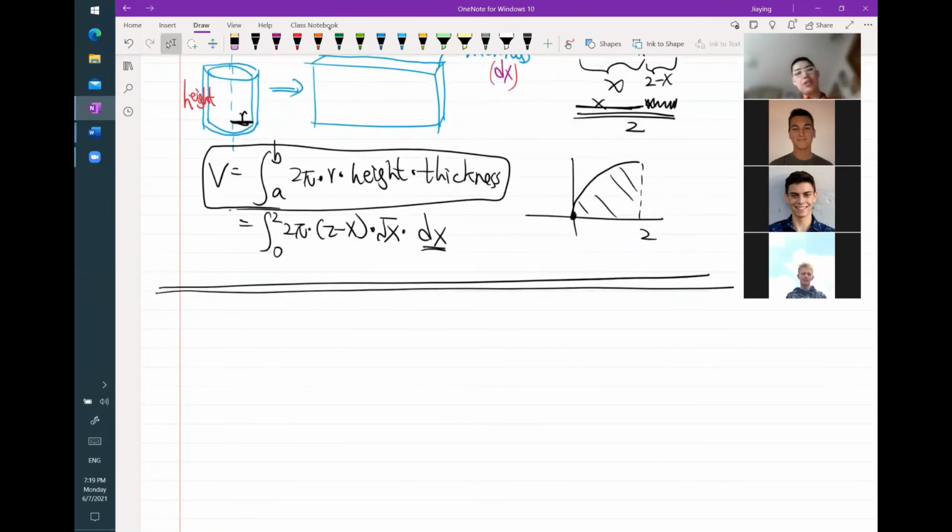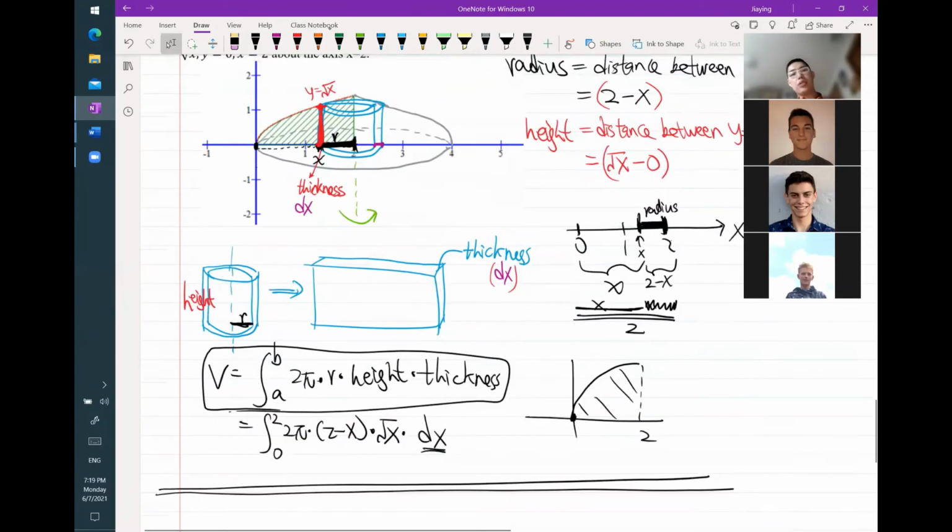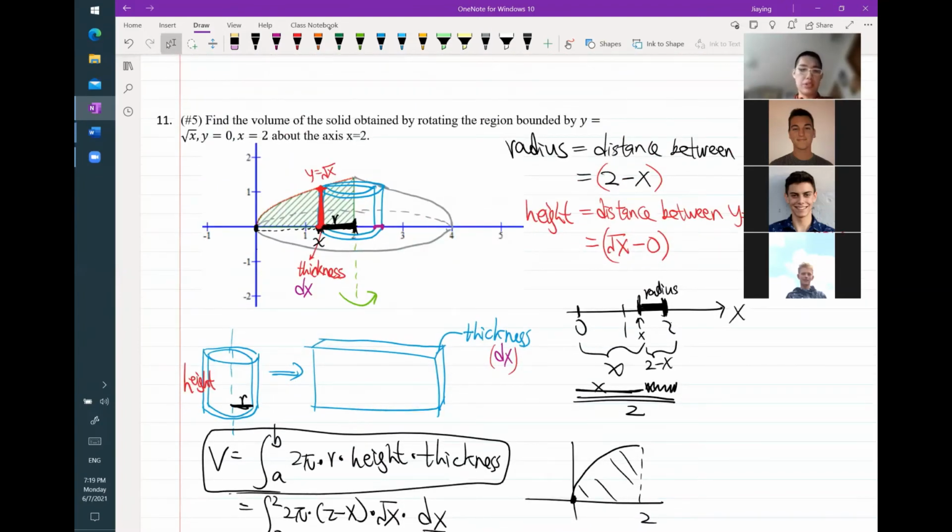And I can tell you that on the quiz on Thursday, there will be a problem that you can use the disk method, there'll be a problem that you can use the washer method, and there'll be a problem that you have to use the shell method to find the volume. So make sure you are comfortable with all three different methods.